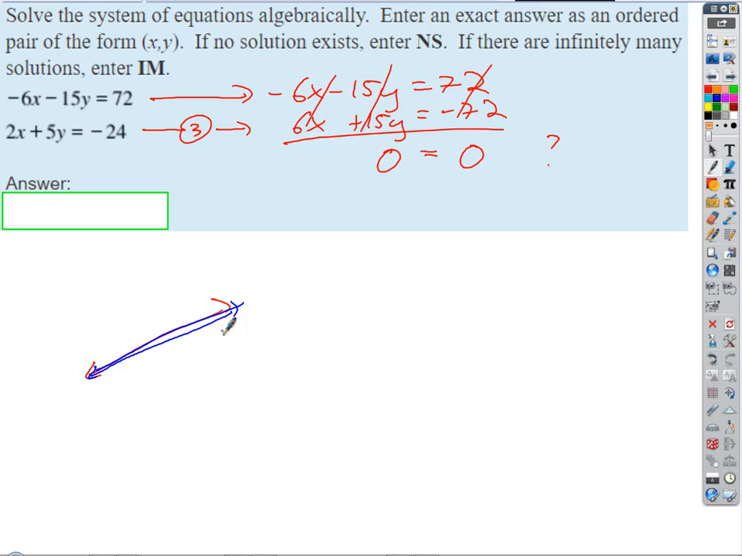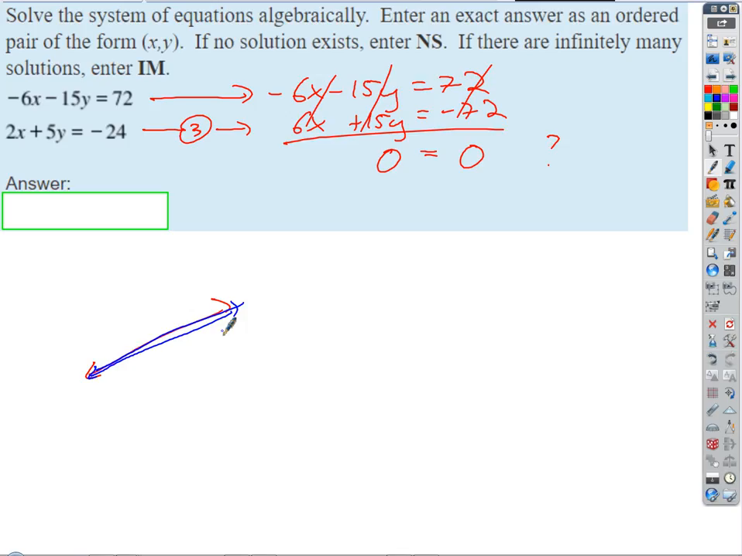Well, whenever the variables drop out of the equation like that, it means it's not a single solution. It's going to be one of the other two. Which one is this going to be? You got it. Infinitely many. Yeah, and here's why.